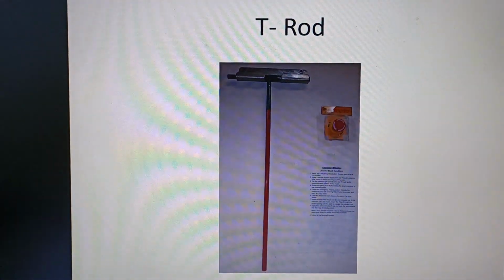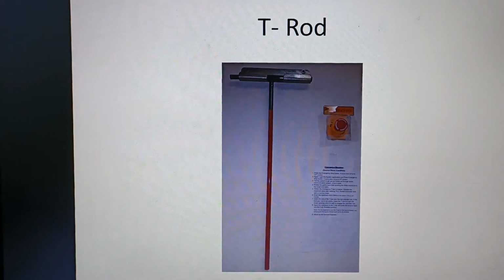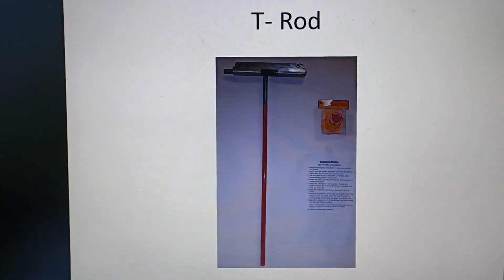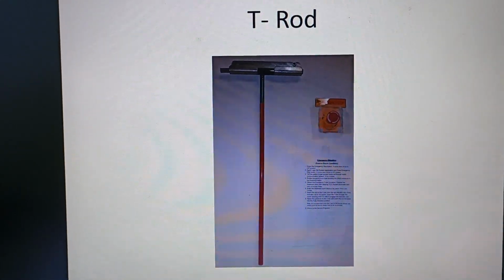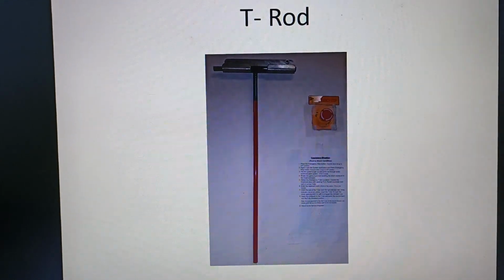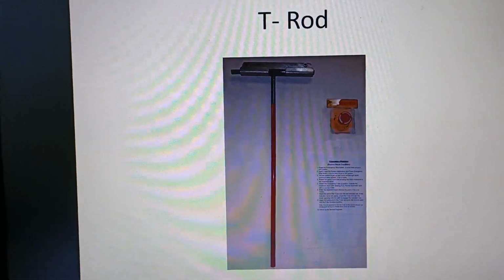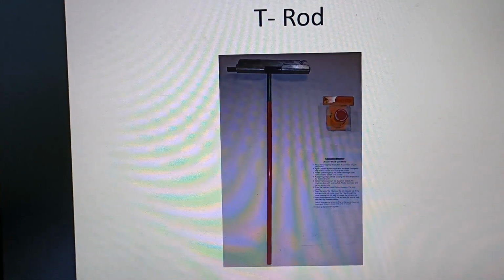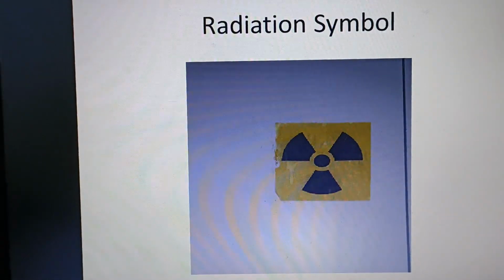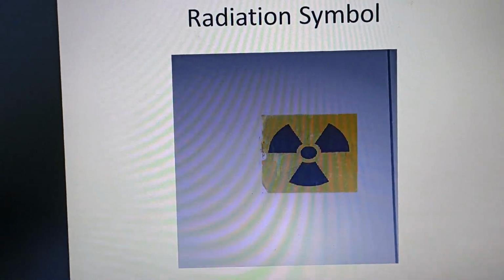So this is the T-rod. Why use the T-rod? Basically when the source is stuck in a cobalt 60 machine, then we have to push it by this T-rod back into the off position or parking position. So the T-rod is very vital, and for safety purposes it is mandatory. It is the radiation symbol. It is called trefoil.